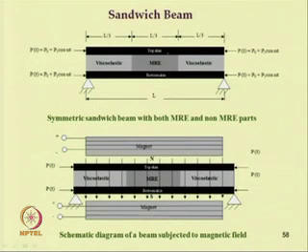Also you can derive the equation of motion of a sandwich beam, where the middle viscoelastic layer you can take to contain an MRE part, that is magneto-rheological elastomer part. By applying a magnetic field, you can have a force due to magnetic field and a moment due to magnetic field, and taking those force and moment, you can find the equation of motion by considering the inertia force in longitudinal and transverse direction for both top and bottom skins.